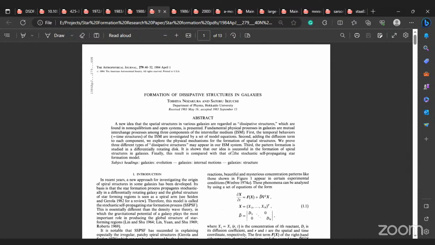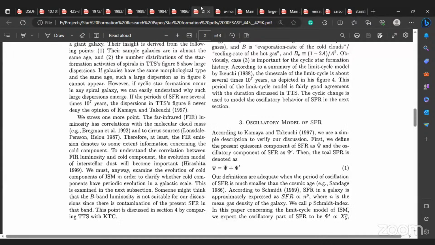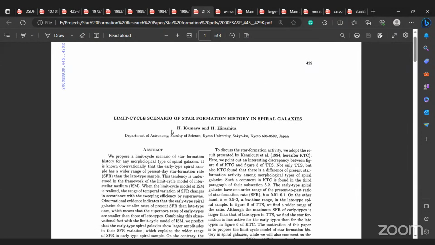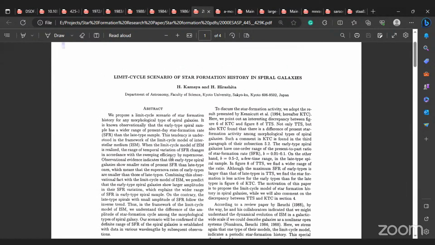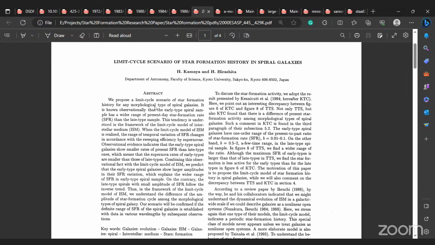Have you noted down the name? Okay. So I think these were the papers. And yeah, this is also one other paper that you can go forth with if you are able to find the time. Limit cycle scenario, star formation history in spiral galaxies. It's not as important as the others, but it has been referred to sometimes in the studies. So you can refer to this paper also.